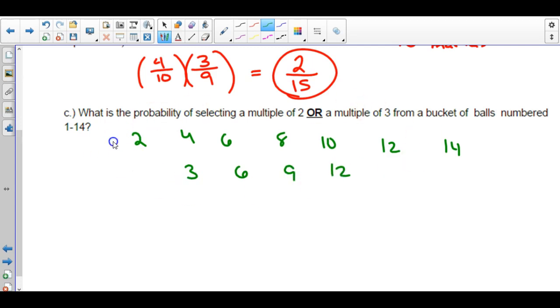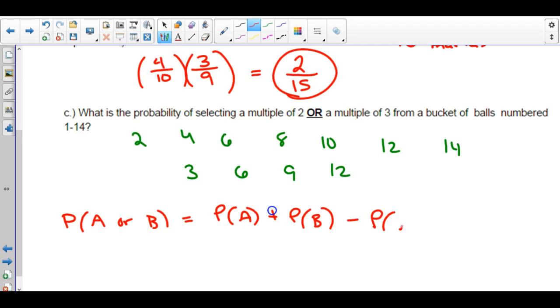So out of that bucket of balls, my multiples of 2 are up here, my multiples of 3 are down here. So there's a formula for this that says the probability of event A or event B equals the probability of event A plus the probability of event B minus the probability of A and B. So here's what this is going to mean. I'm going to first break this down. My probability of picking a multiple of 2, well, out of the 14 balls, I have 1, 2, 3, 4, 5, 6, 7 of them that are multiples of 2.